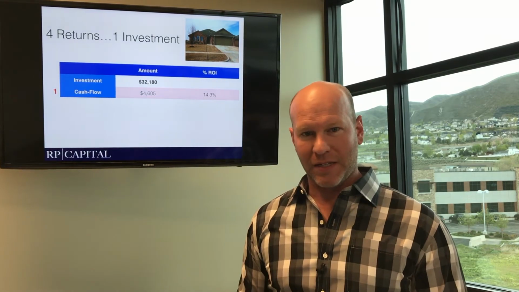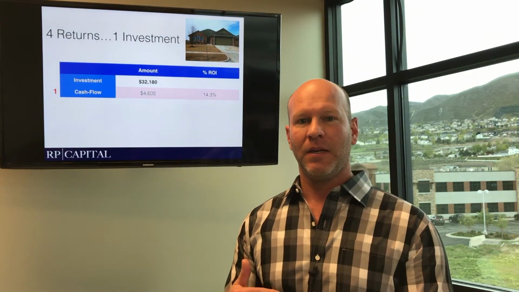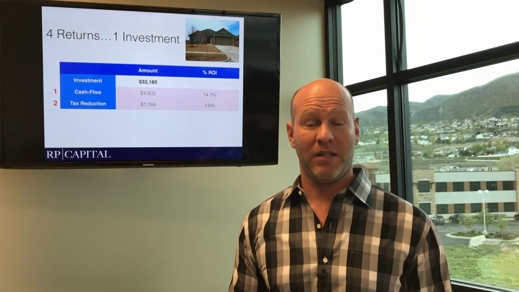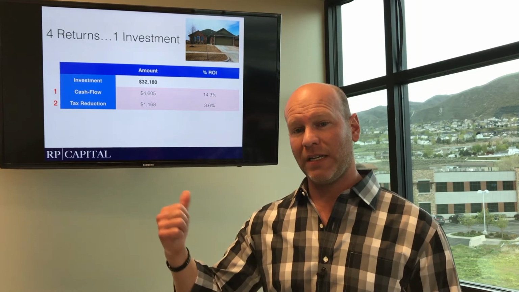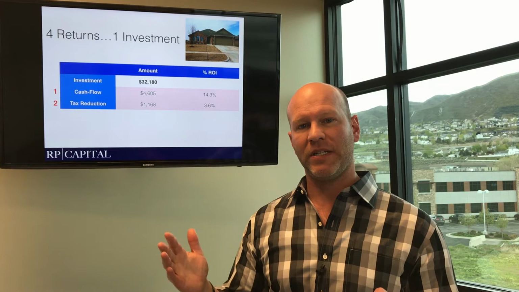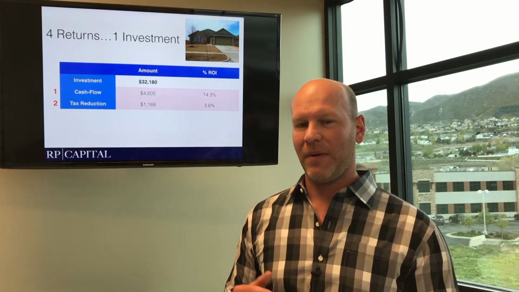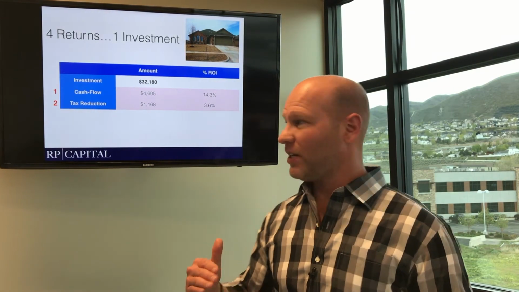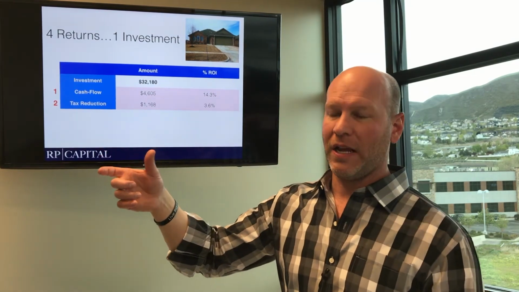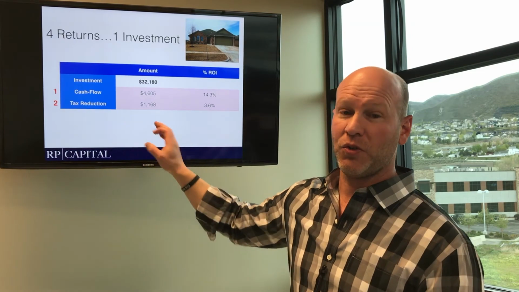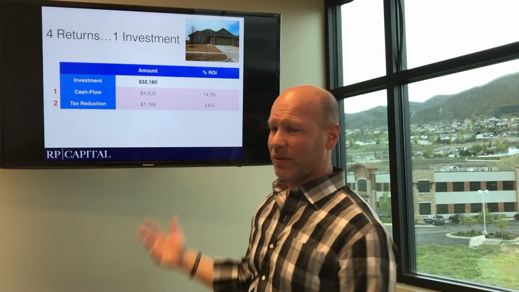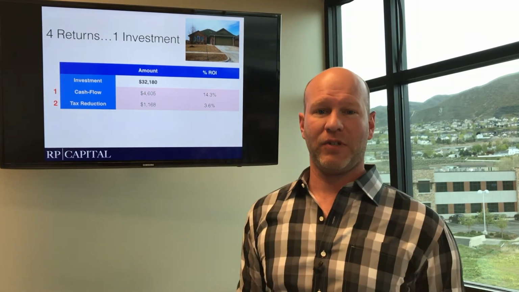But we're not done yet. We have the cash flow, but in addition to that, the government gives us a gift, and they allow us to depreciate the structure off of our taxes. You get to do that over 27.5 years. I'm not going to go into exactly how that's figured, but on this property, we used a 25% tax bracket. After you do all that, you get an extra $1,168 that you get to take off of your taxes.